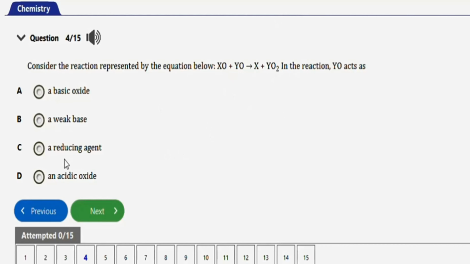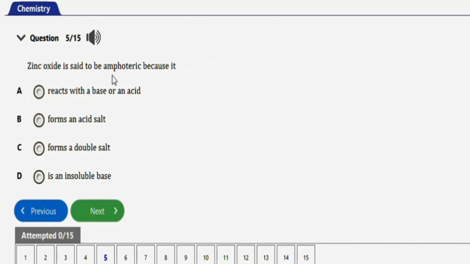The next repeated question will be this one. It says zinc oxide is said to be amphoteric because it reacts with a base or an acid, forms an acid salt, forms a double salt, or is an insoluble base. The right option is option A, reacts with a base or an acid. An amphoteric oxide is simply an oxide that can react with both acid and base to form salt and water only.